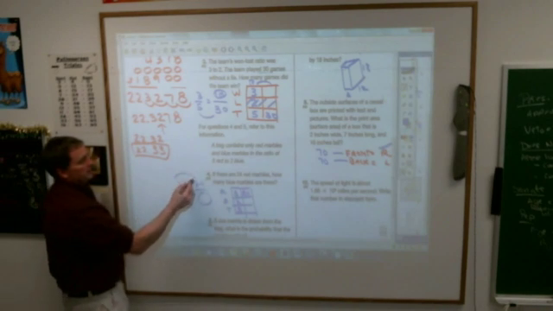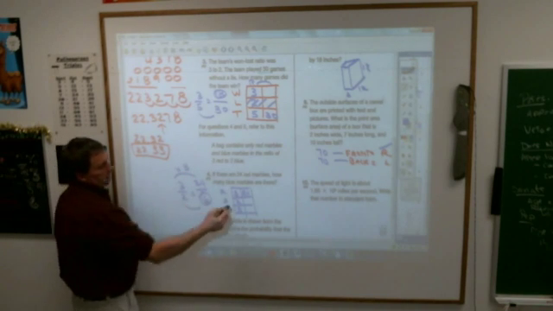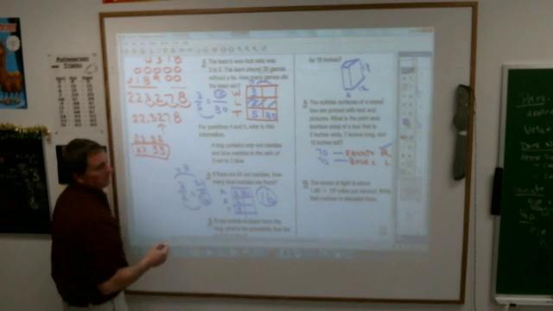What do you multiply 3 by to get 24? 8. So 2 times 8 is 16. 16 is right.